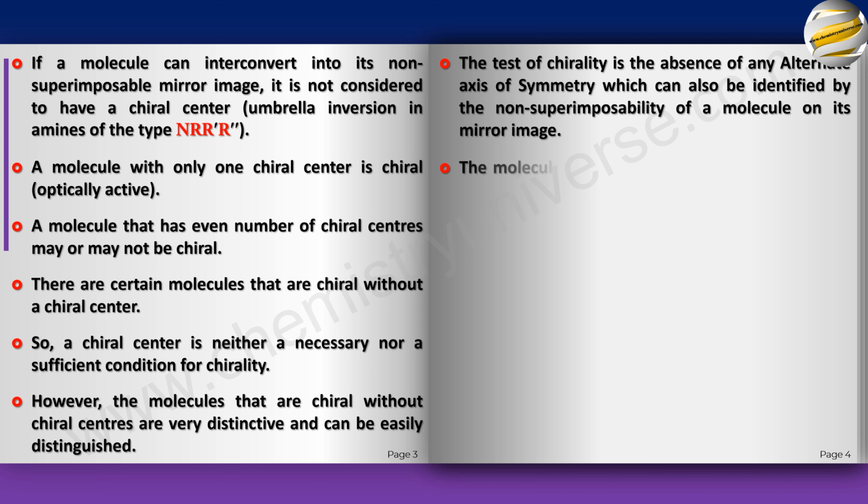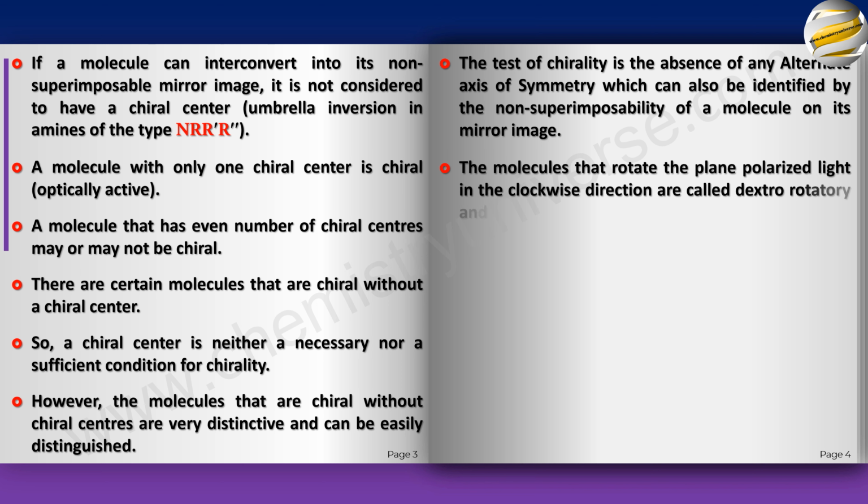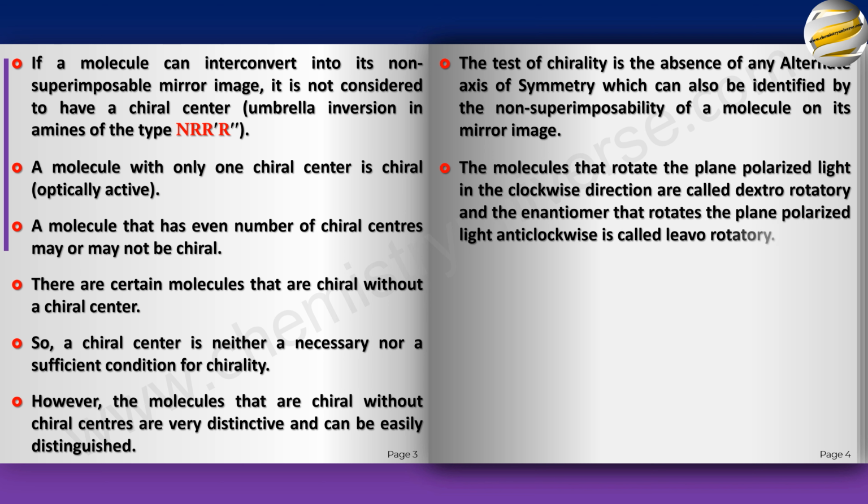The molecules that rotate the plane polarized light in the clockwise direction are called dextrorotatory, and the enantiomer that rotates the plane polarized light anti-clockwise is called levorotatory. Now this is something again that you need to understand a little bit in detail. So let me try and show you something.